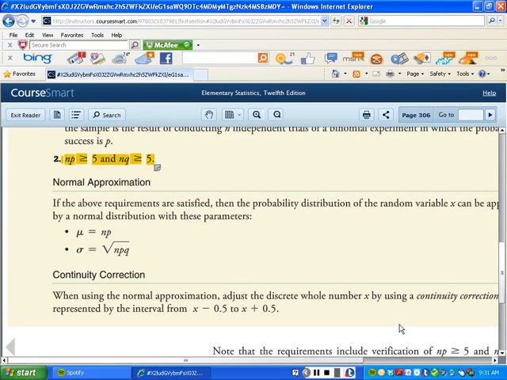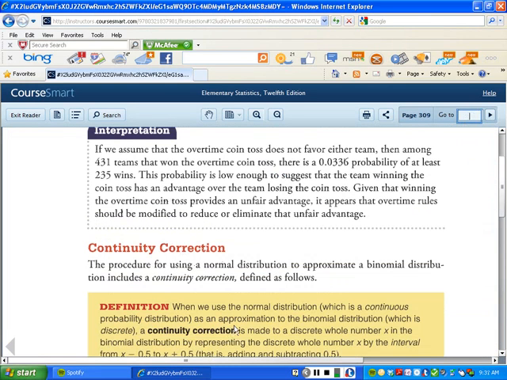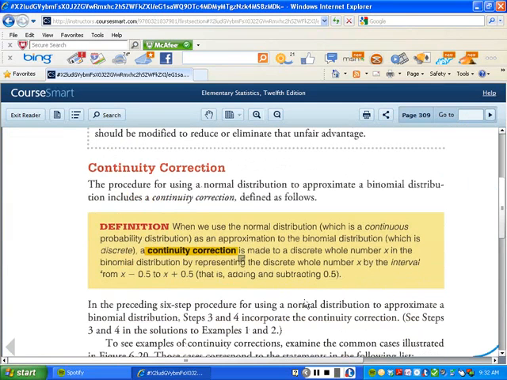Okay? Alrighty, page 309. Continuity correction factor. Everybody remember the continuity correction factor? You remember that, Hilda? That's the plus or minus 0.5. That's absolutely right.